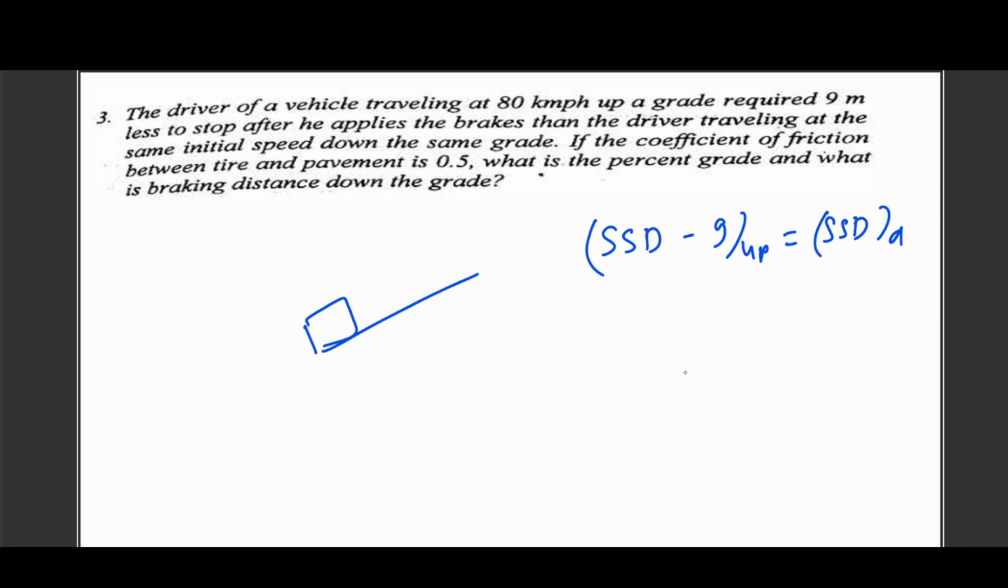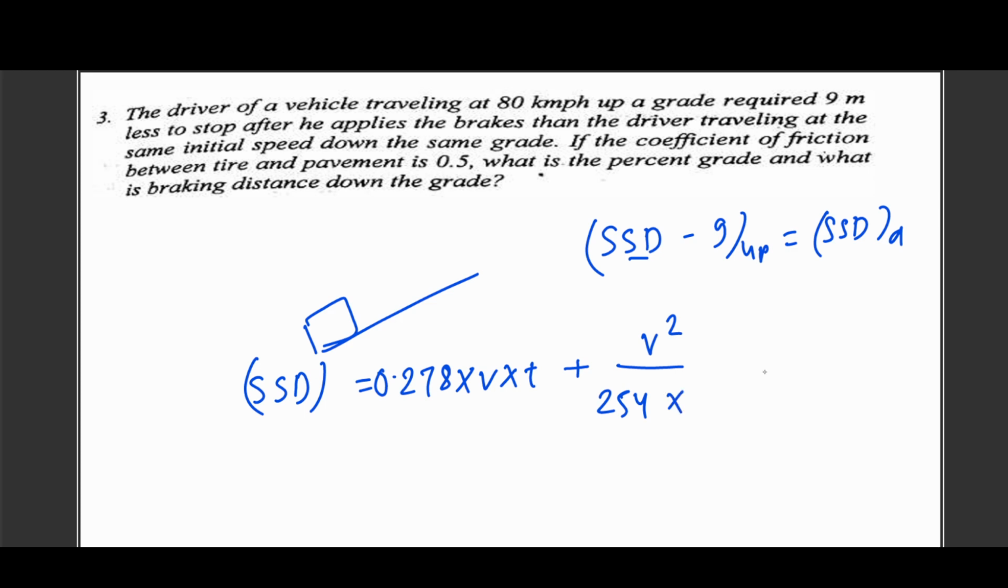So what will be the SSD for the vehicle traveling in the downgrade? Downgrade SSD will be 0.278 into V into T plus V square by 254 into the friction term, and the 0.278 will be cancelled out from here and here as well. Since the vehicle is moving in the downgrade, the grade term will be negative, because the vehicle is moving against the grade.